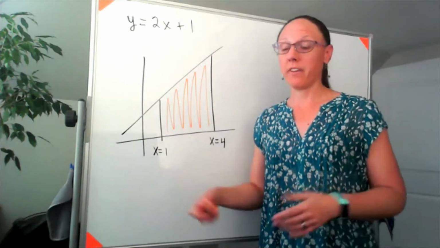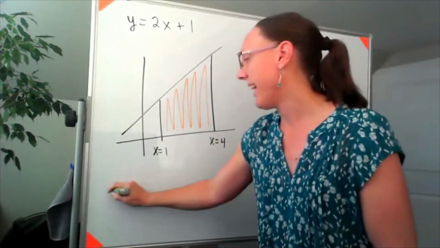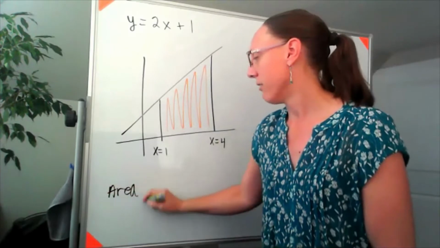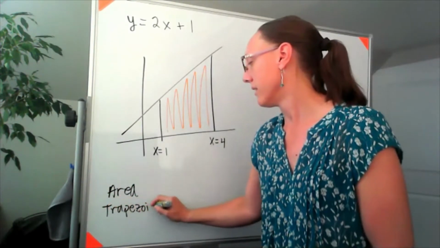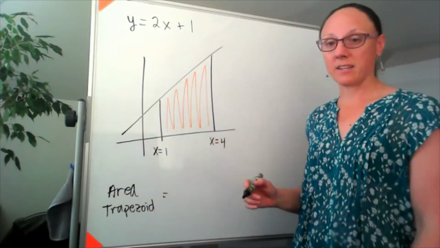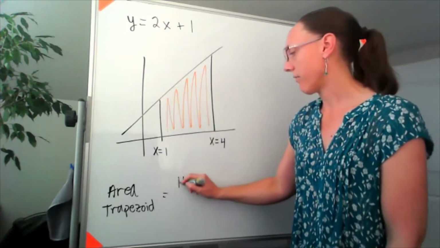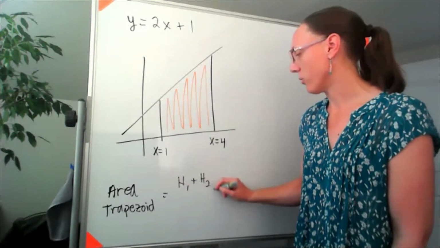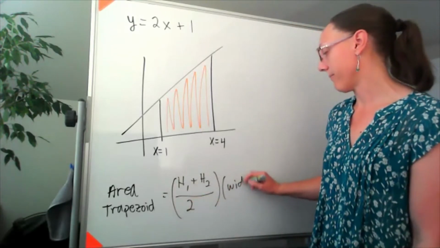So if I wanted to find the area of a trapezoid, I know the area for a trapezoid is the average of the two heights. And how do I find an average? I add them and divide by 2. So I'd have height 1 plus height 2 all over 2, and then times the width.